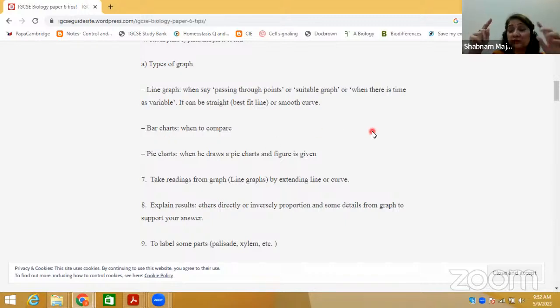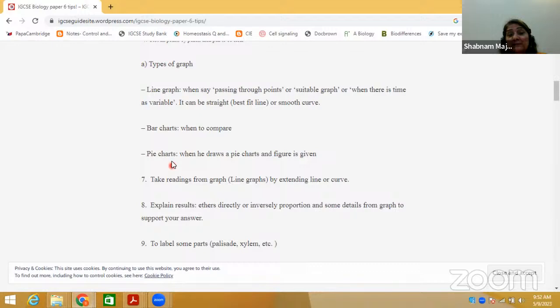bar charts. In osmosis, you must have seen there is a zero in the middle. Above it there is a positive sign, then there is a negative below, and on the x-axis the molar concentrations are given. So positive means the potato tubers gained in length or mass, and negative means they lose, due to flaccidity and all that. So you have to see what type of independent-dependent variable is given and what type of graph needs to be drawn. That is very important.